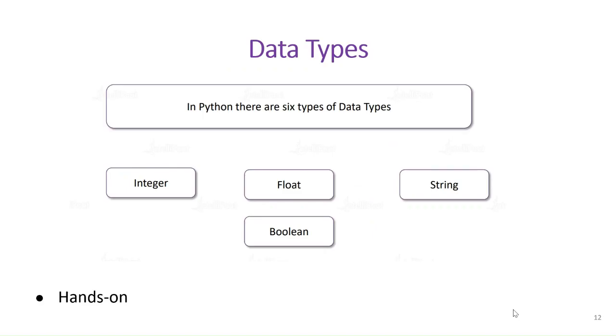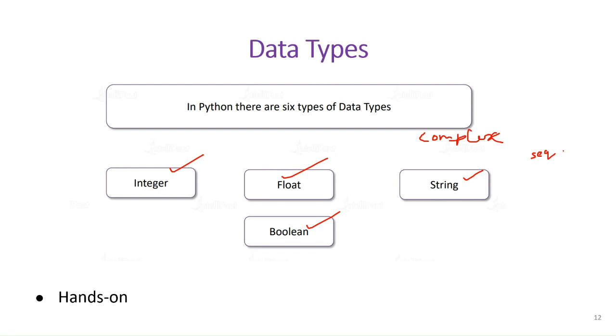There are six data types in Python. Integer, we have seen. Floating point, we have seen. Boolean, we have seen. Then we also saw the complex data type. Then this string we have seen. Then one more is there, sequence type. Under sequence type, we will have the list, tuple, dictionary, everything.